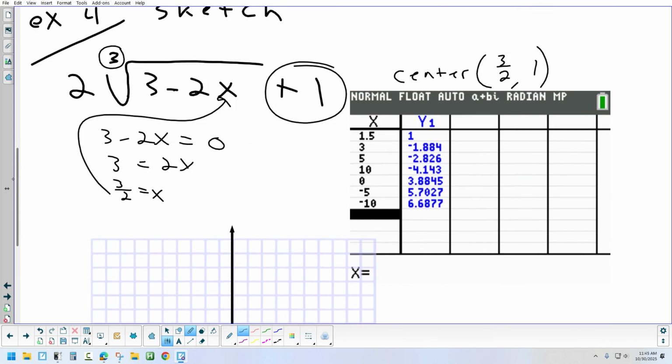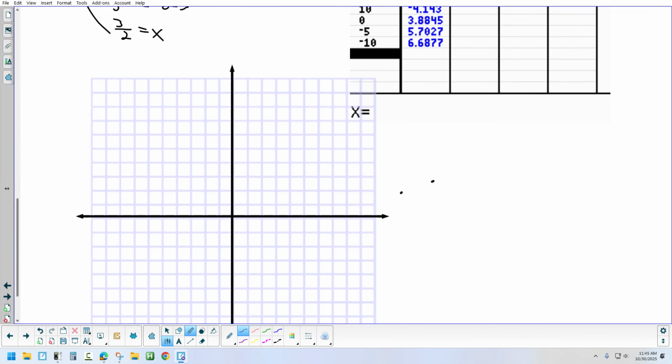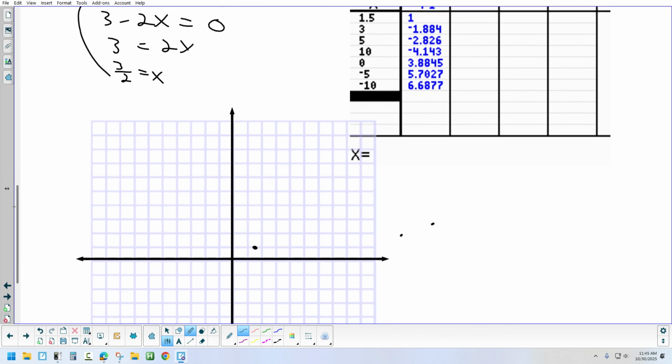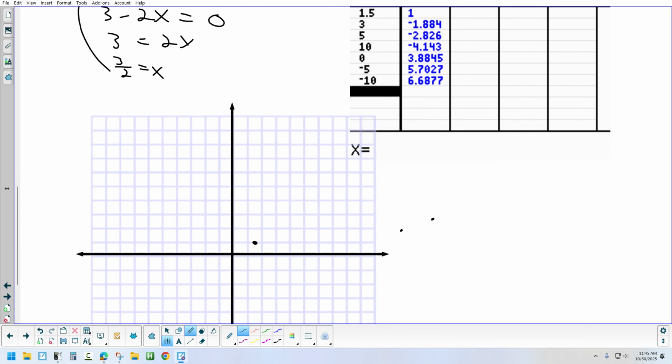And let's see what we got. So we got the center at 1.5, 1. We've got 3, -1.8. 5, we're at almost -3. And 10, we're at a little bit past -4. Actually, I gotta go down. Okay, so that's how it's going to curve to the right.